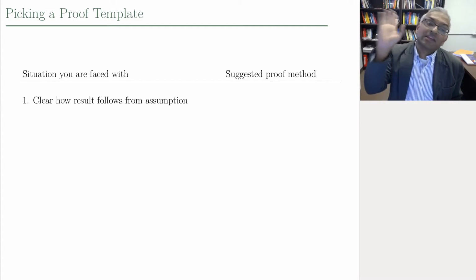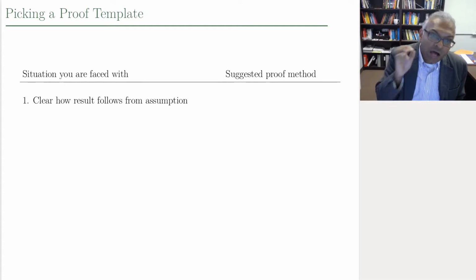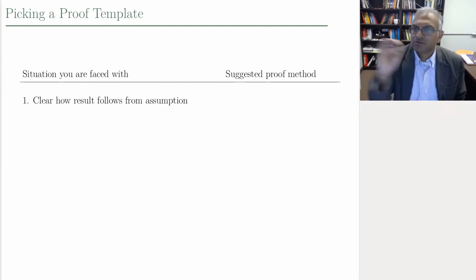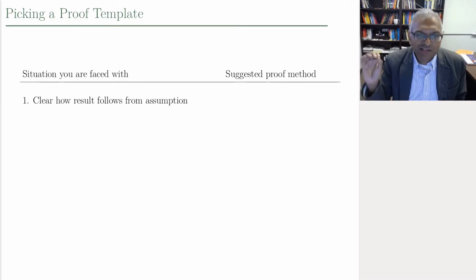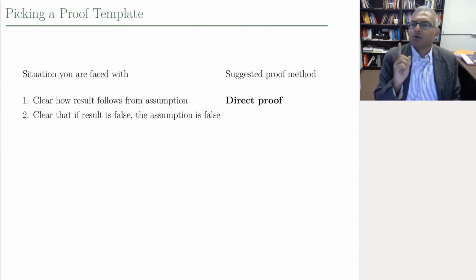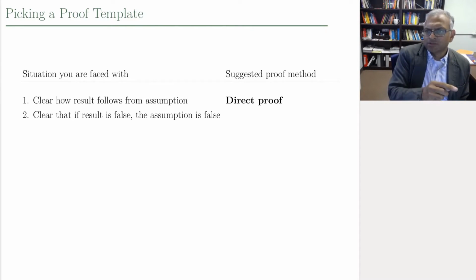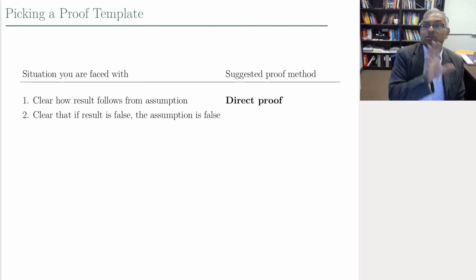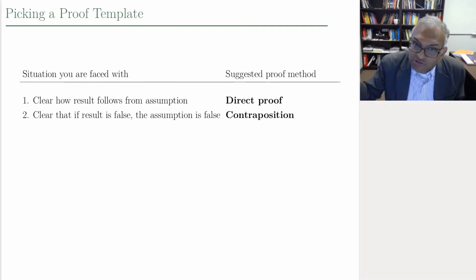Now, if it's very clear how the result follows from the assumption, so the assumption is P, the result is Q, if the result clearly follows from the assumption, direct proof. On the other hand, sometimes it may not be obvious how the assumption produces the result. But it might be obvious that if the result is false, then the assumption would be false. Contraposition.